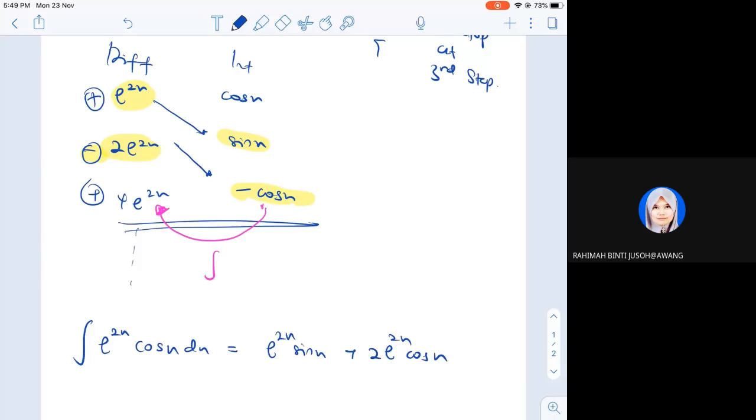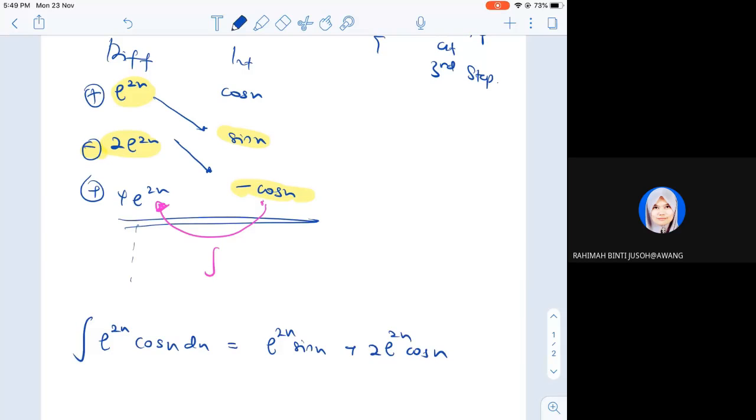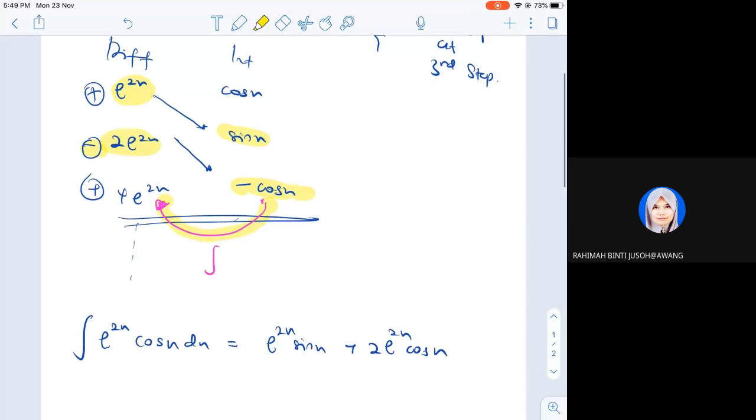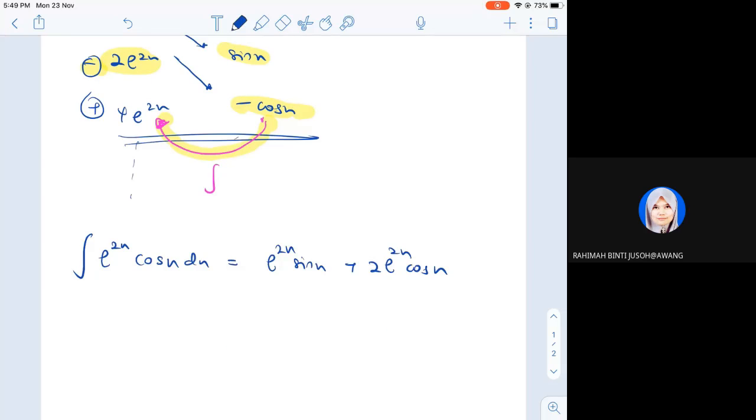Okay, now what happened to this? What happened to the last arrow ni? You have to patah balik ke atas ni. So what happened? You kena letak sekali simbol integration. So we will have minus. Put the symbol integration. 4 exponent 2x multiplied by cos x. Saya letak negatif sebab negatif here. Negatif lah jadi kat sini kan?